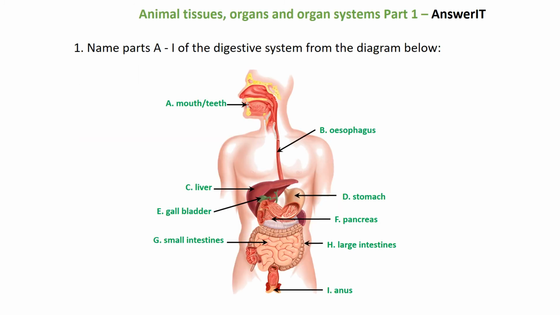Okay, so first of all, we'll go through the parts of the digestive system. So the first part is the mouth. You might have put teeth, I'll accept either. B is the esophagus. C is the liver. D is the stomach. E is the gallbladder, where that bile is stored. F is the pancreas. G is the small intestines. H is the large intestine. And I is the anus.